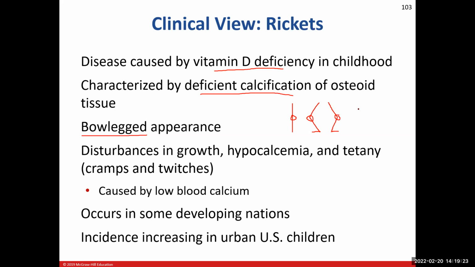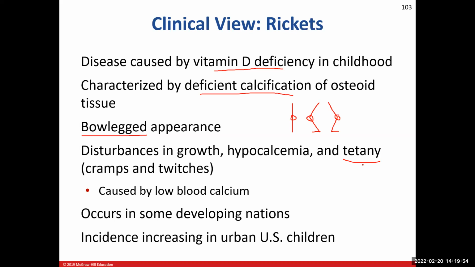So there's a couple other things. It's not just going to be skeletal disturbances. They'll have low blood calcium levels. We call that hypocalcemia. And if it's bad enough, they can be affected with tetany, in which we'll get muscle cramping and muscle twitches. Depending on how bad, it can be sustained muscle twitches for a long period of time. Again, that's all due to that hypocalcemia, or low blood calcium.